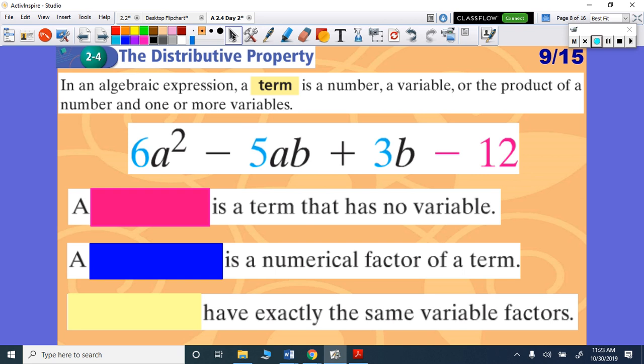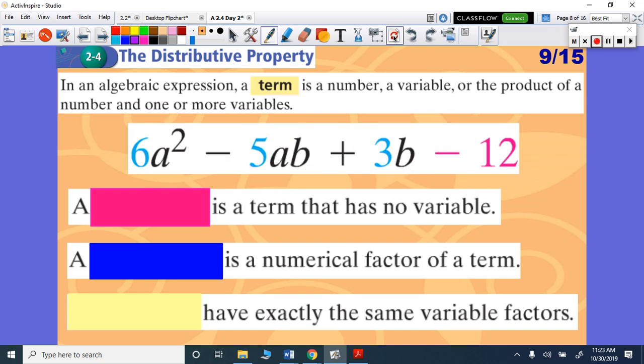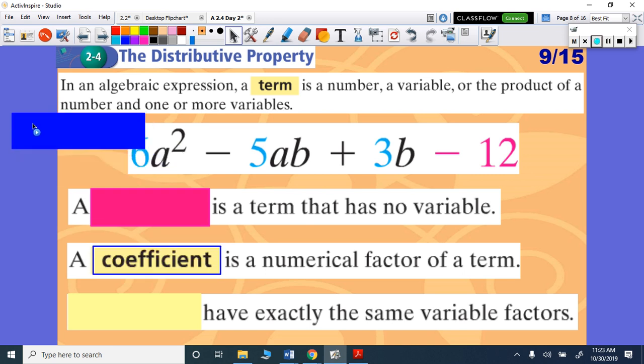So this guy is a polynomial. When you have more than one term, sometimes you can combine those. Each of these are called a term when they're separated by a plus or minus. This is your first block, so follow along. Your first block is a coefficient, and it is a numerical factor or term.